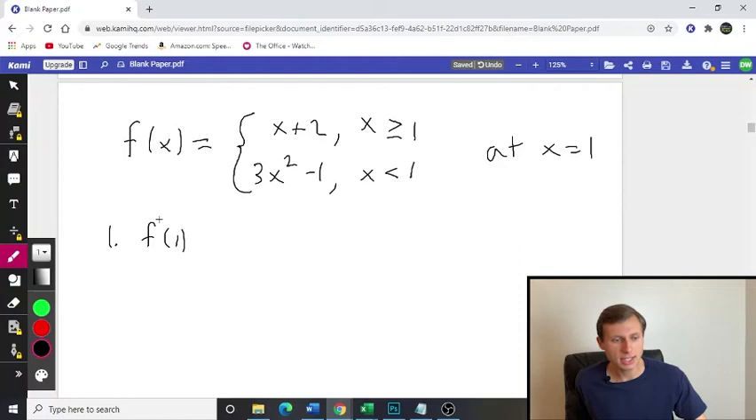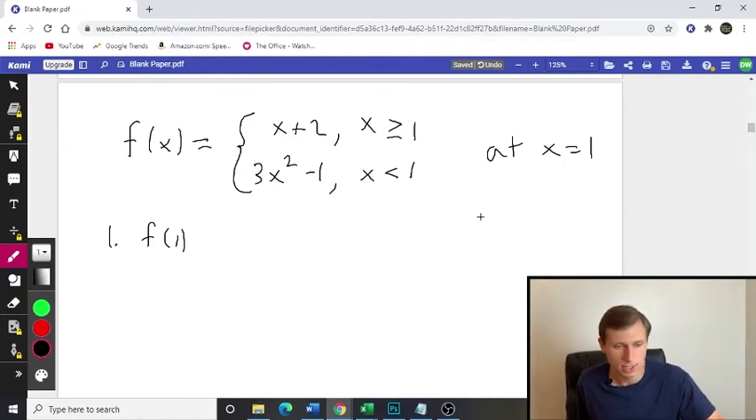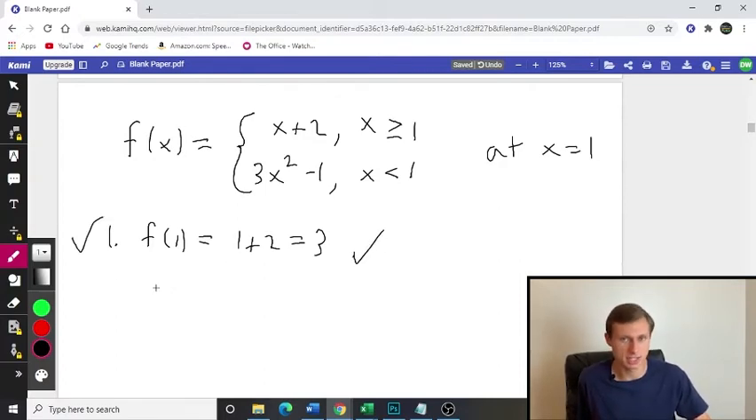If I were to plug in x into this function, would I be dealing with the top or the bottom equation? Well, if we think carefully, we remember that the greater than or equal sign means that for the point x equals 1, we are going to be dealing with the top equation. And so I can plug in 1 into the top equation. It's going to be 1 plus 2. We just get 3. And now we passed our first check. The first check just proves, does it exist?